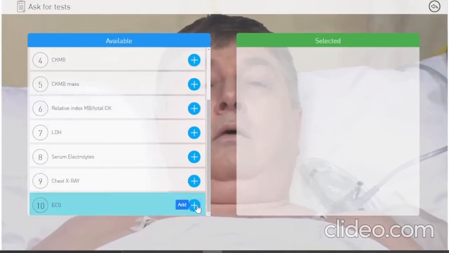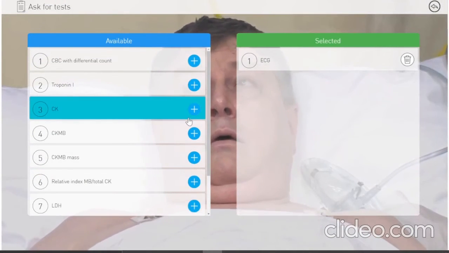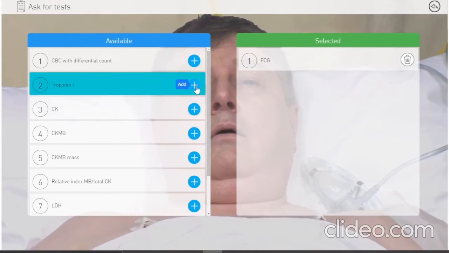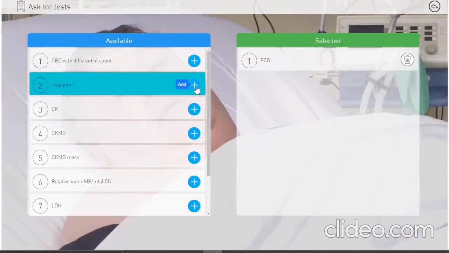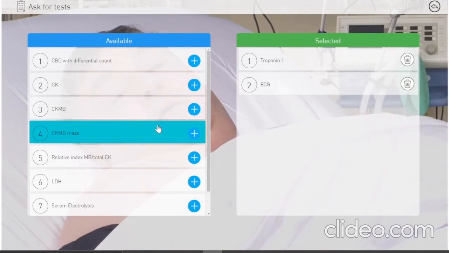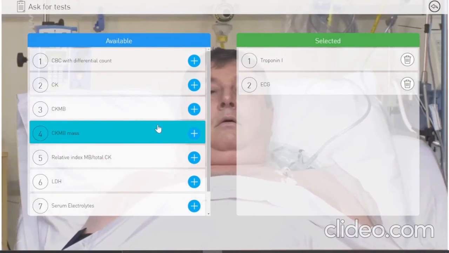So I think we should choose now what other tests besides ECG we should make. So troponin is a biomarker, where it's elevated during myocardial infarction. So what is troponin? I think it's a protein that is present in the muscular cells.